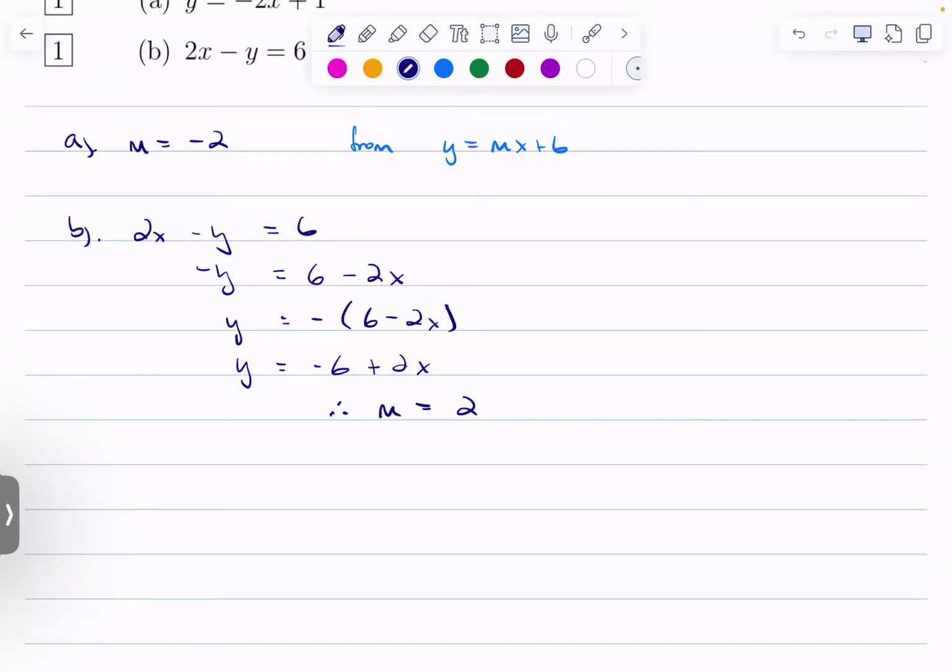Which is the same as -a/b, -2/-1. From ax plus by is equal to c, m is -a/b. I'm not going to put that on your formula sheet, but if you want to remember that, that's cool. I don't expect you to. You can rearrange it and it's fine.